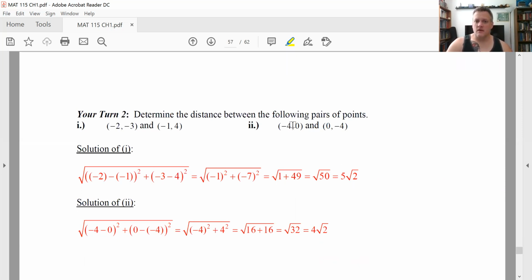Similarly here, when you have zeros, it's even easier yet, right? If I subtract 0, I don't change the value. And so I'm just getting minus 4 squared here and positive 4 squared there. Both those give you a 16, which then when you add them gives you 32. And that, if you simplify, gives you 4 root 2. All right, so distance formula, not too bad.